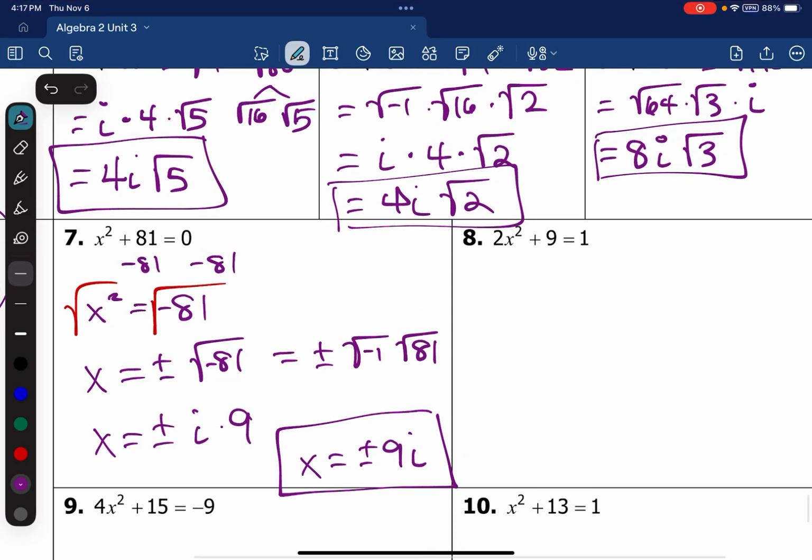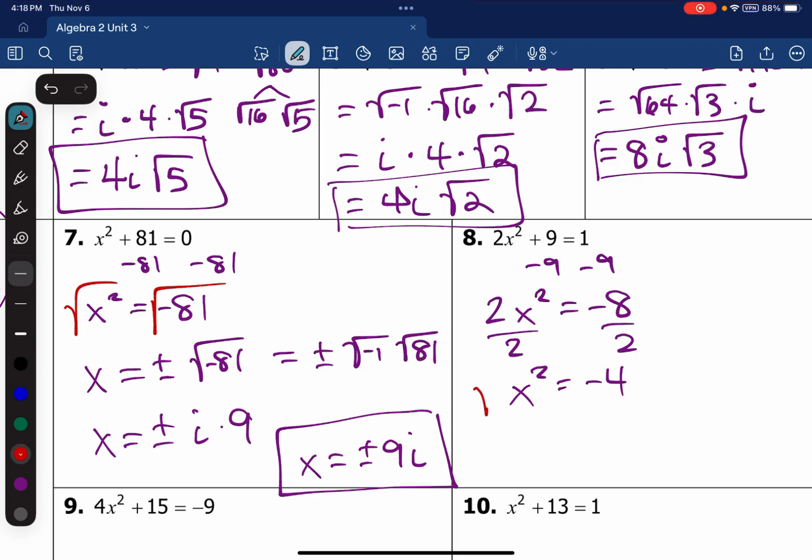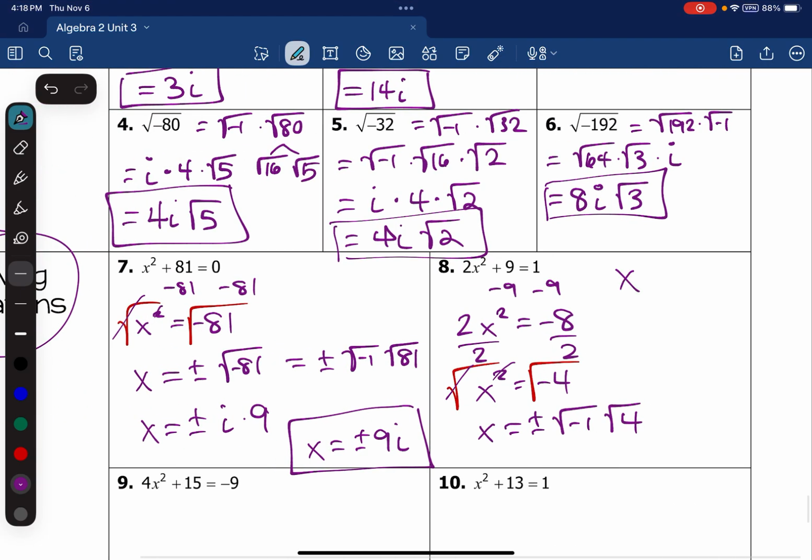Okay, again, we have an x squared, so our goal is to move everything over, away from it, so I can take the square root of both sides. Okay, we have x squared equals -4. Take the square root of both sides. Square and square root cancel. I'm left with x equals, not a radical yet, plus or minus radical -1 times radical 4. Radical 4 is a 2, -1 is an i, plus or minus 2i.